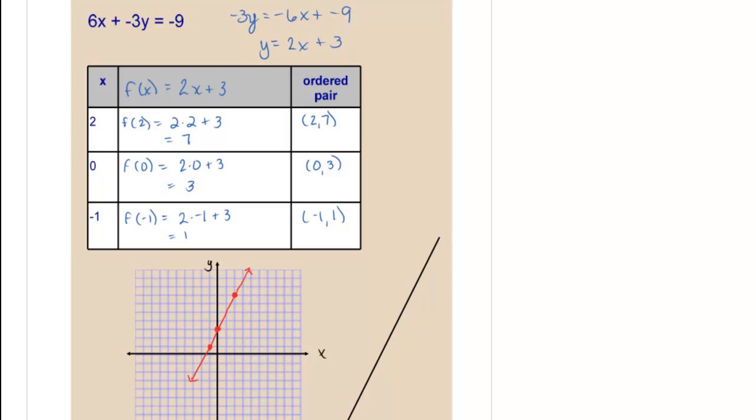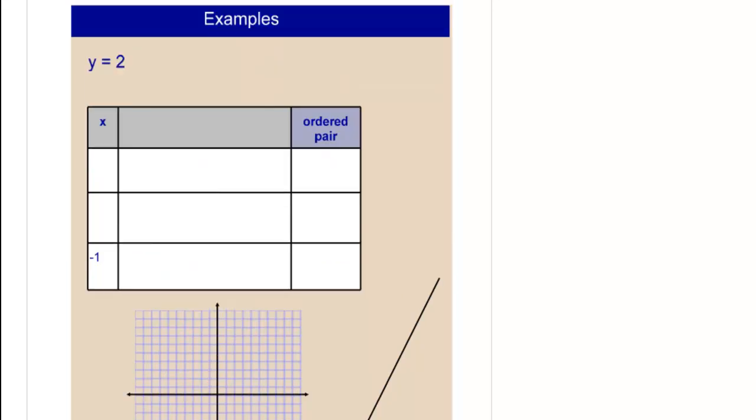Go ahead and check your answers. I ended up with the ordered pairs 2, 7; 0, 3; negative 1, 1. Notice I'm showing less work, and it's okay if you show less work as well.